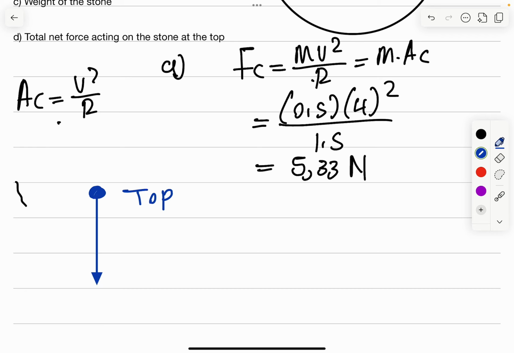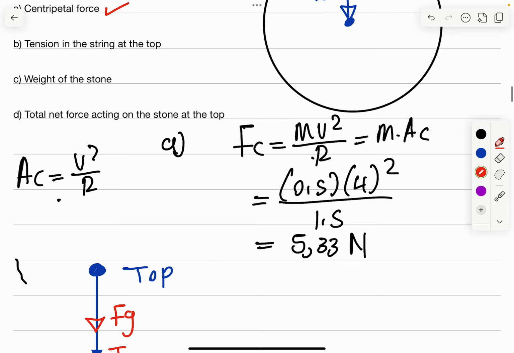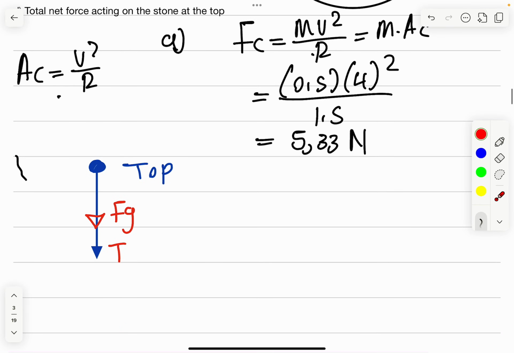Therefore, another one we have: as long as the object has a mass, there is also the force of gravity. We have Fg and the tension. So I told you, always, all the time, when you are applying this formula, let's say letter B.